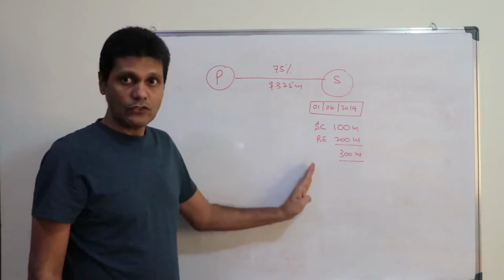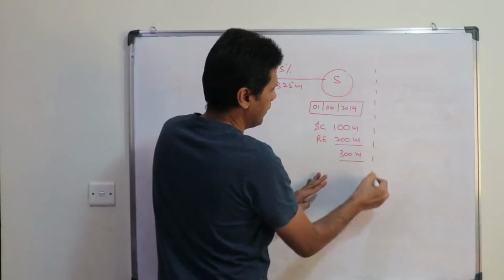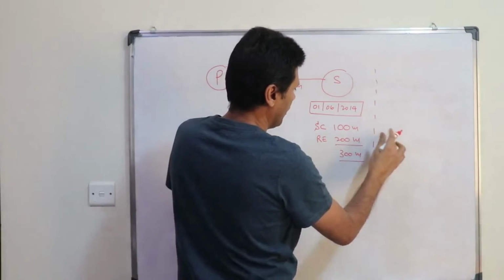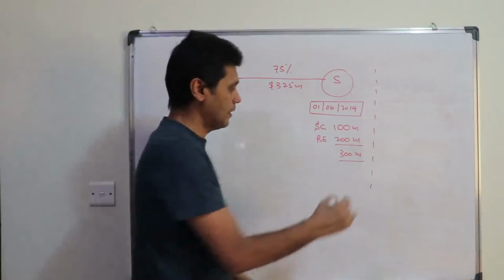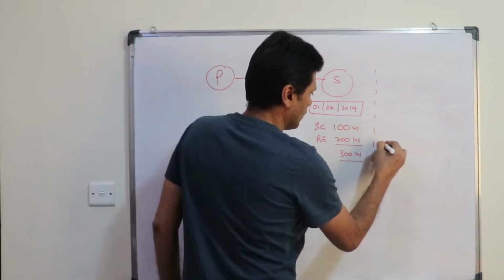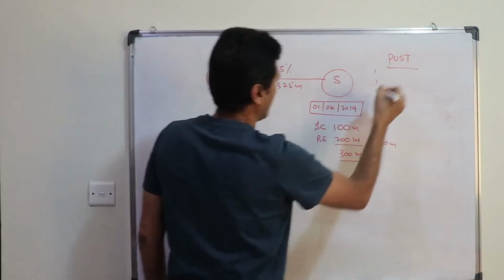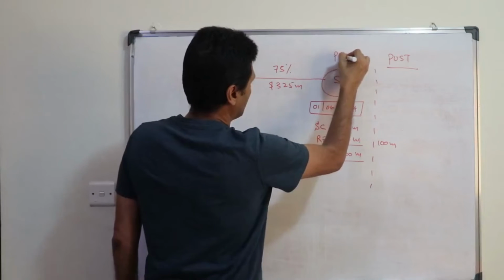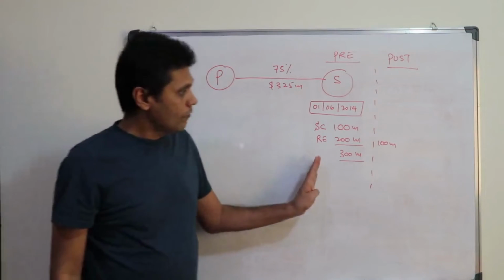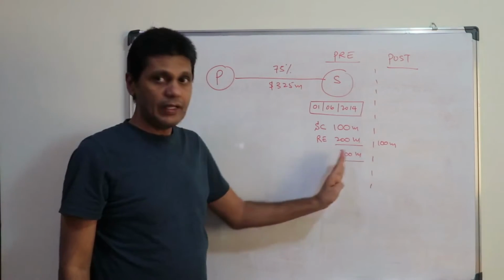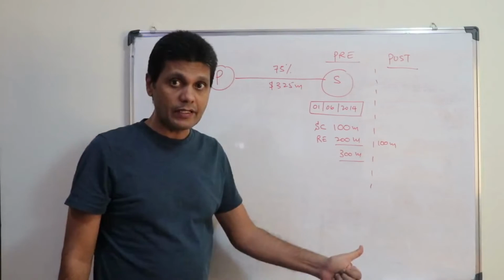So after the acquisition, S company has made a profit of 100 million. So this will be after the acquisition. This is the post-acquisition profit. This is prior to the acquisition. This is pre. Okay.